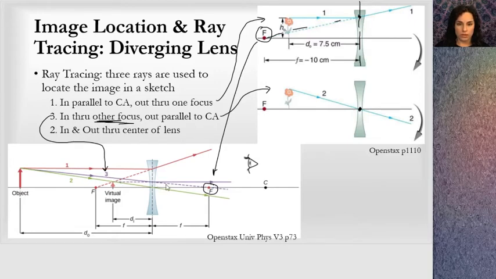I'm going to make it look as if it's going into the other focus, and then it gets redirected at the middle of the lens to go out parallel to the central axis. That's the ray that gets extended back behind the lens, and that's what forms the image. I'm going to note here that this is a virtual image. They noted that here.